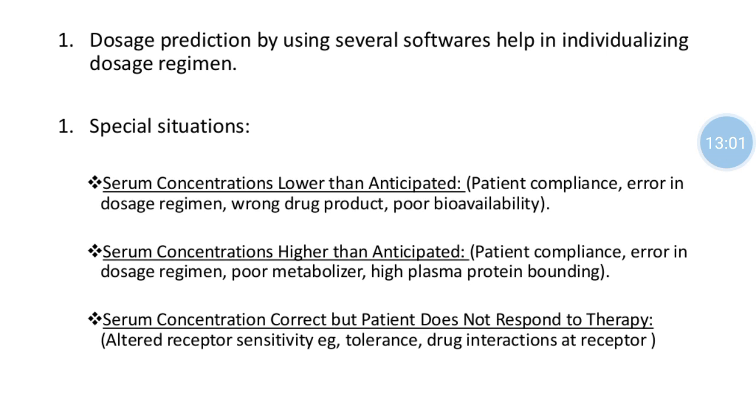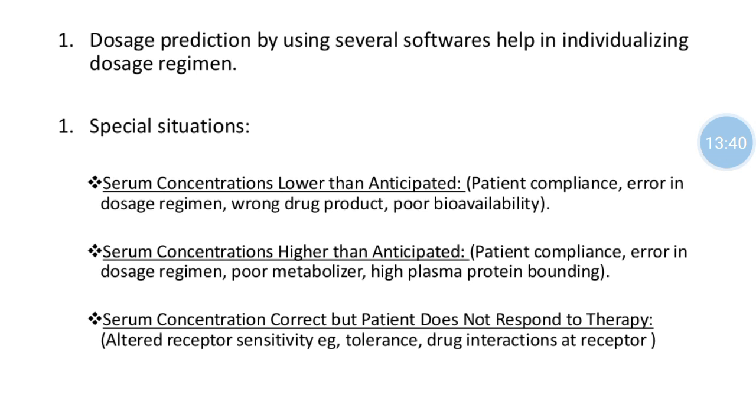Then serum concentration correct but the patient does not respond to therapy, meaning the drug available in the blood is correct but the patient does not have the effect. Why? Due to altered receptor sensitivity, that is tolerance. Tolerance means you have taken more and more drug and your body becomes tolerant and does not give a response. It is also confirmed by the glucose tolerance test, known as GTT.